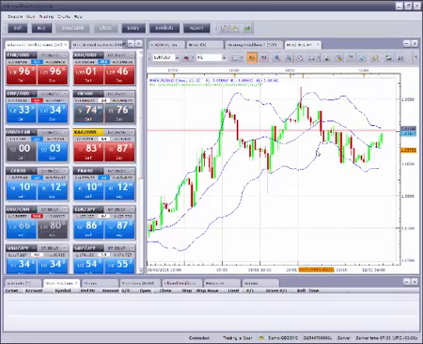So I hope that gives you a good starting point for trading using Bollinger Bands. Of course, if you have any questions about this or need any additional support, please do get in touch with your account manager here at STX Markets in London.